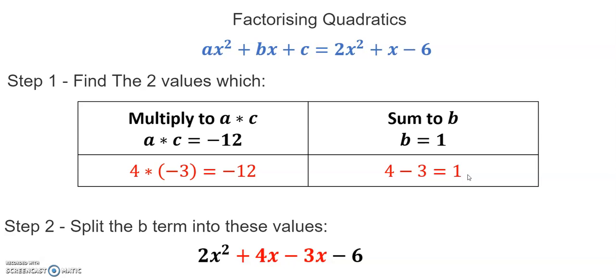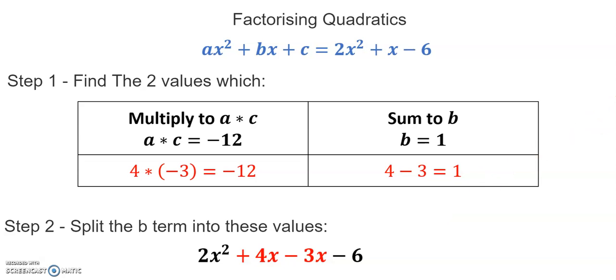Now, the second step we must do is because these values sum to give us b, we can now split b into these two values. So in this case, we've split b, which was originally 1, into plus 4 and minus 3, which, as we showed, sums to give 1. Therefore, this equation is mathematically equivalent to the starting equation we had, giving us 2x squared plus 4x minus 3x minus 6.